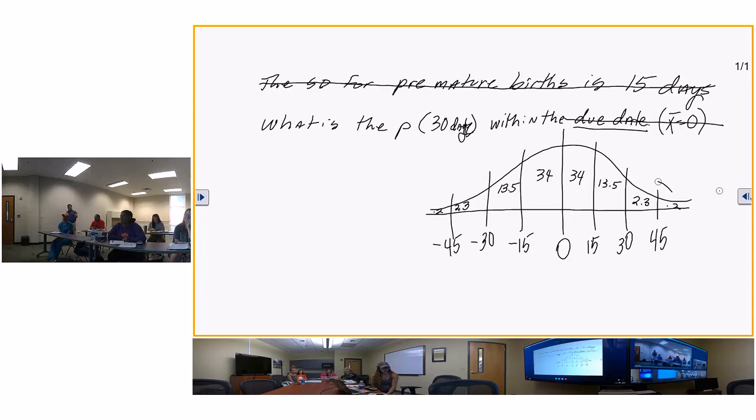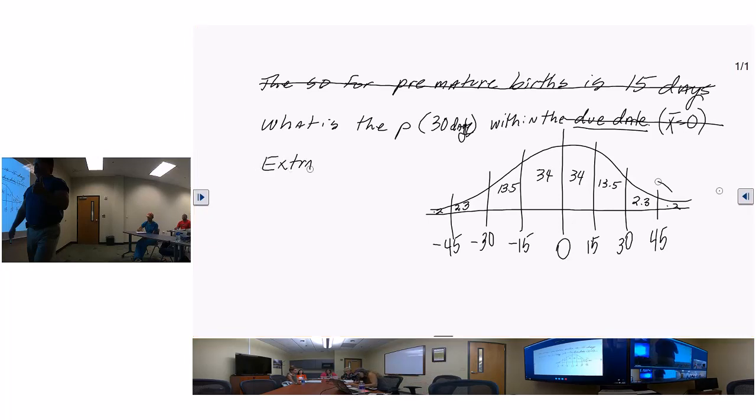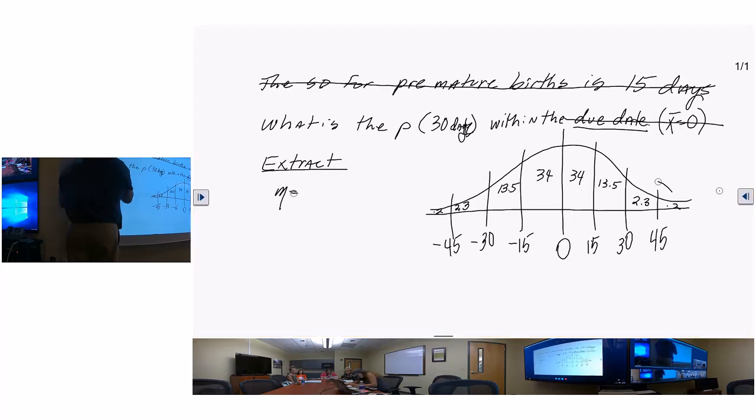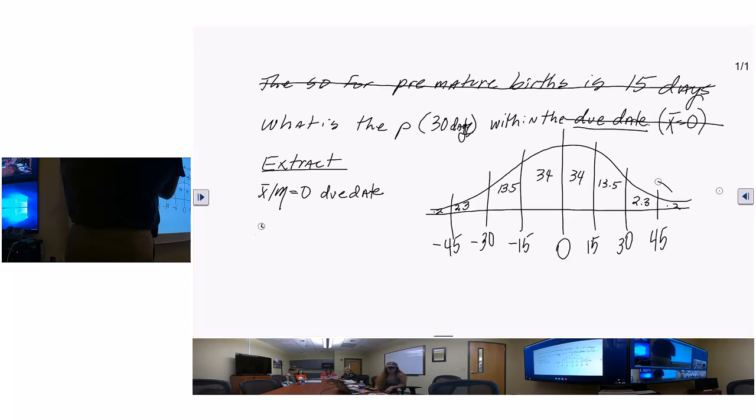So here is a question where you have to extract three things. You have to extract that mu is equal to 0, or x bar is equal to 0, because that is the what? Due date. All right? And then there was another thing, I can't remember what else there is, but there's one other thing. Well, you also have to know the empirical rule.